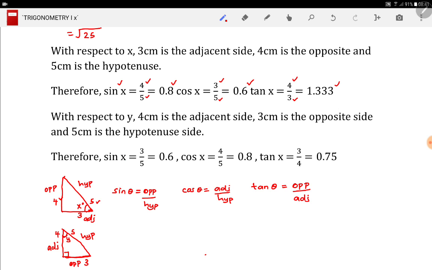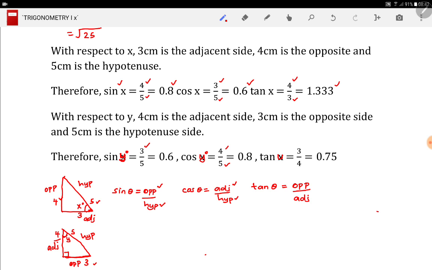So to obtain the sine of y, the sine of y degrees will be equal to, sine is opposite over hypotenuse. 3 is the opposite side over the hypotenuse, which is 5, and that is equal to 0.6. Then the cosine of y will be equal to, cosine is adjacent over hypotenuse. Now the adjacent side to y is 4. So we have 4 over the hypotenuse, which is 5, to give us 0.8.